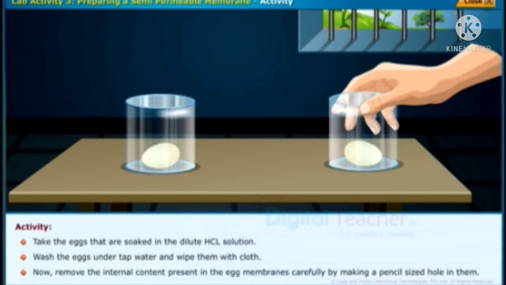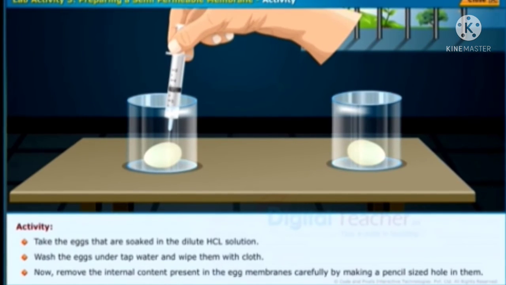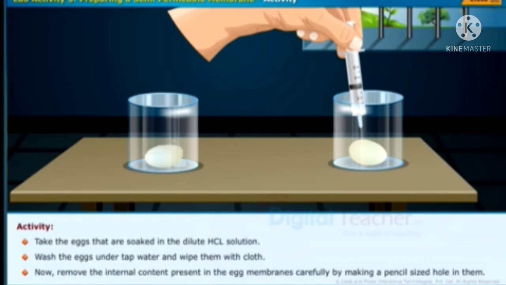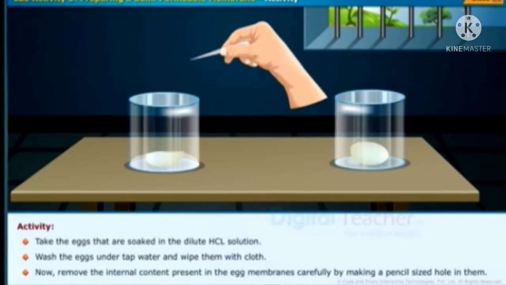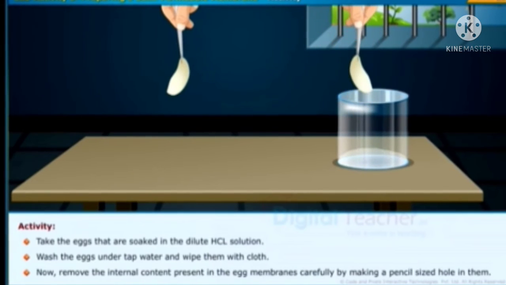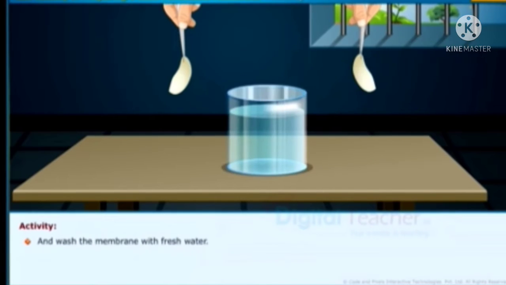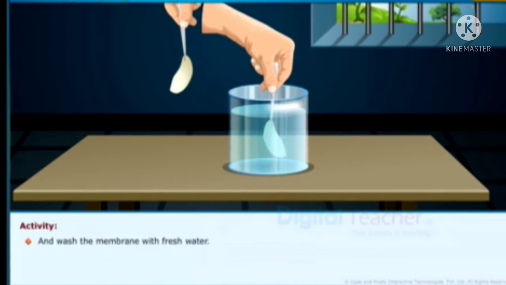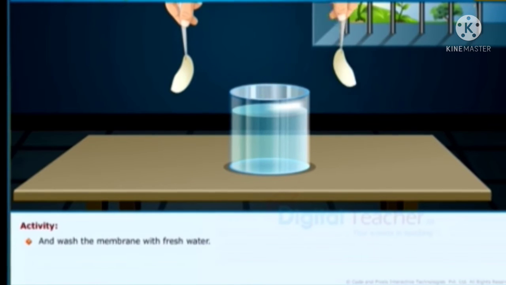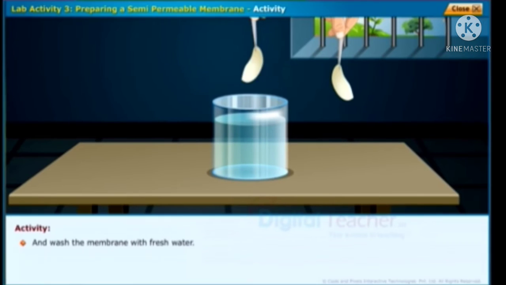Now remove the internal content present in the egg membranes carefully by making a pencil-sized hole in them. Then take out these 2 egg membranes and wash the membranes with fresh water like this way. So both egg membranes are cleaned up.